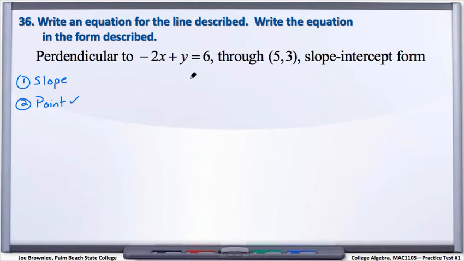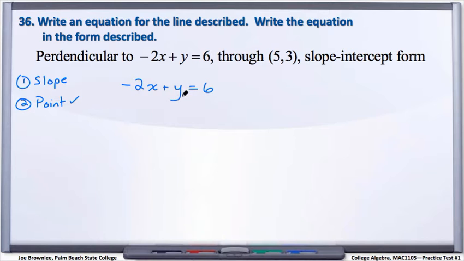And to do that, we're going to use the equation that they gave us. They gave us the equation of another line, negative 2x plus y equals 6, and they tell us our line, the line we're coming up with, is perpendicular to this line. So what that means is that we need to find the slope of this line, and based on that, we can find the perpendicular slope. All right, so let's go ahead and take negative 2x plus y equals 6, and let's find the slope of this line.